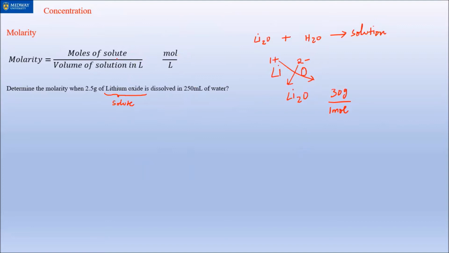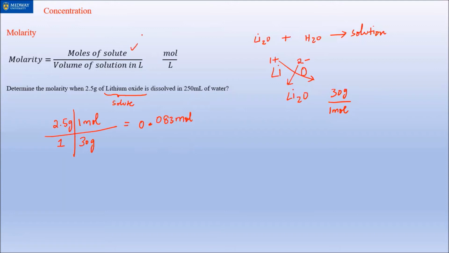But what we're really trying to do is find the moles of solute and find the volume of the solution separately. So that means we're going to first get the moles of the solute. So the 2.5 grams goes on the top, 1 goes on the bottom. We're trying to find moles, right? So the 30 grams goes on the bottom and the 1 mole goes on the top. So basically it's 2.5 over 30, which is 0.083 moles.